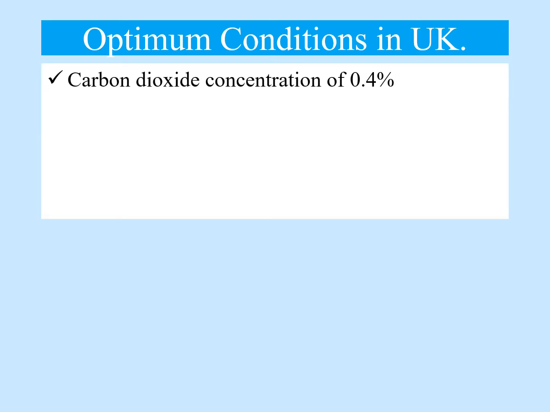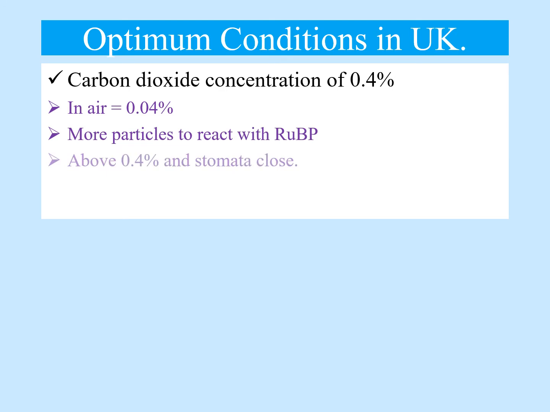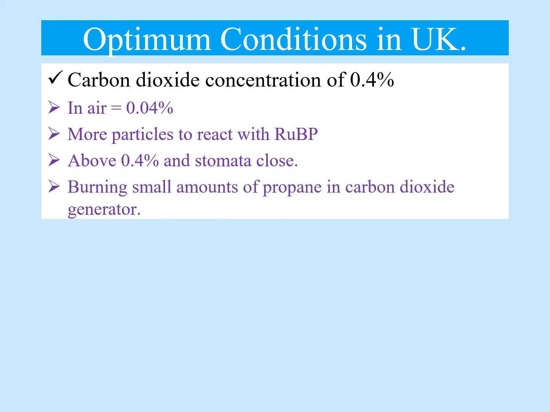So let's keep going then. Carbon dioxide concentration: 0.4% is optimum. In the air it's naturally 0.04%. So obviously if we increase that tenfold, there will be more particles to react with the ribulose bisphosphate. Above 0.4%, however, the stomata will also close, so it becomes a negative effect, which is interesting and shows you why carbon dioxide levels are vital.